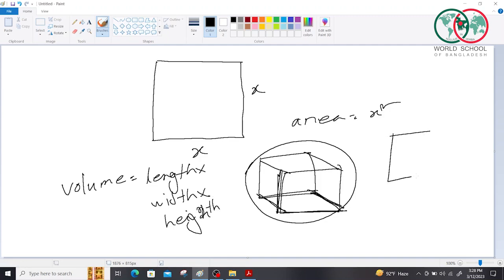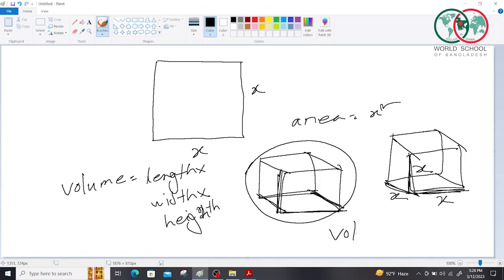As it is a cube, what does cube mean? Cube means a box whose length, width and height are equal. It has x length, x width and x height. So the volume will be x into x into x, in short x cube. That's how we will find out the area and volume of an object.